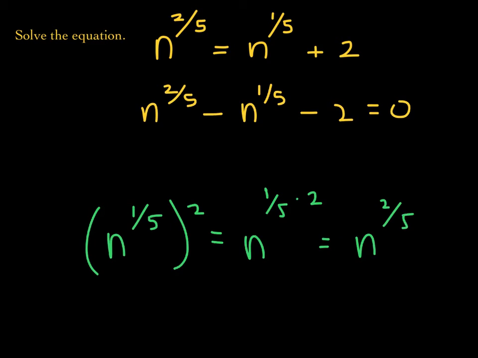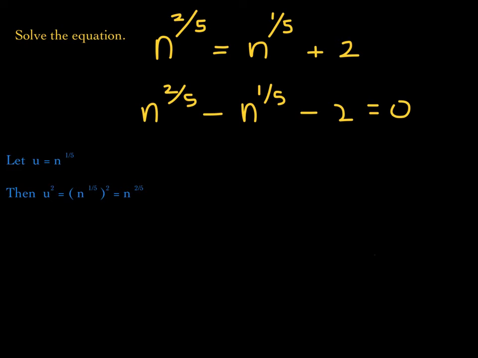So basically, that is the variable part of the leading term. The variable part of the leading term is the square of the variable part of the middle term. Meaning, if you square this part, you get this part. And that's why this is what we call quadratic in form. Let's make a substitution so that we can solve this.